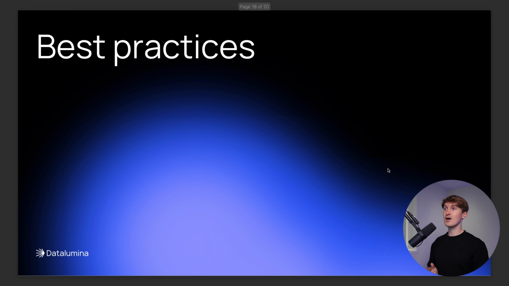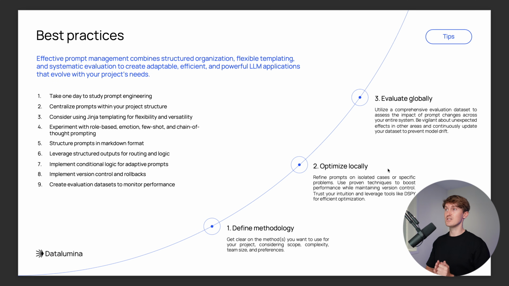Now, let's finally cover some best practices. So we've covered a lot here about how to manage prompts, different ways, different strategies. This is a final slide to give you basically everything that we know and that we do right now when it comes to best practices when building these large language model applications. So really the one-sentence summary of this presentation: effective prompt management combines structured organization, flexible templating, and systematic evaluation to create adaptable, efficient, and powerful LLM applications that evolve with your project needs.